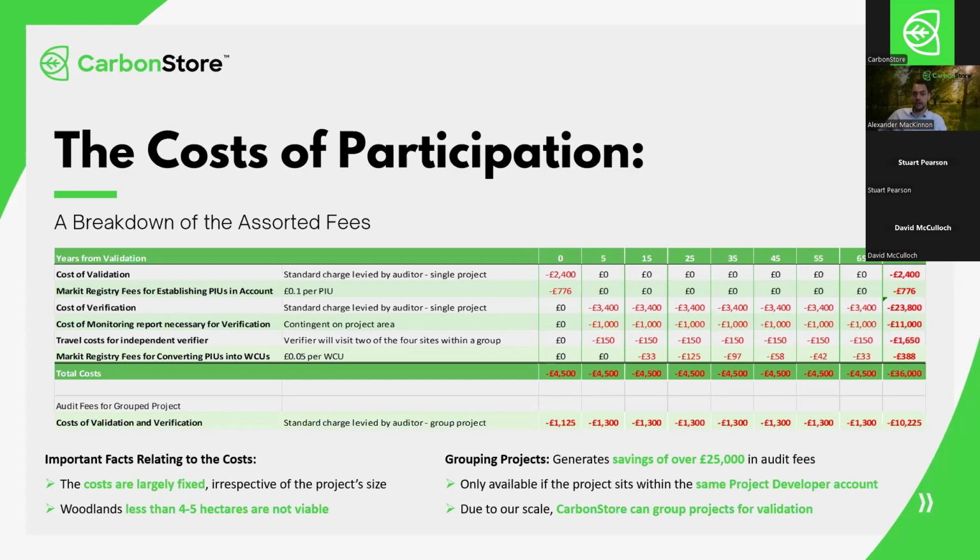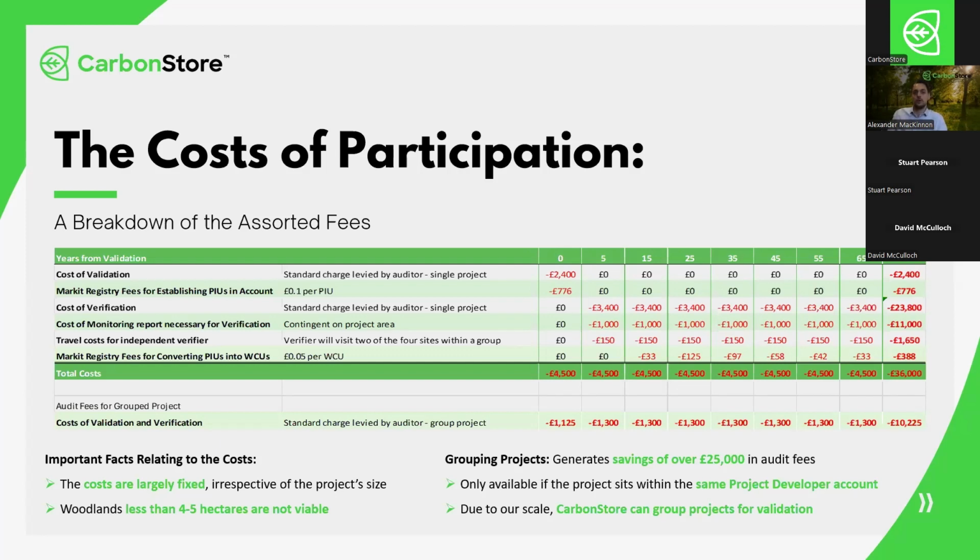Firstly, they are largely fixed. As such, they vary little between a 5-hectare woodland and a 50-hectare woodland. Secondly, they unfortunately render projects of less than around 4 to 5 hectares unviable, as they don't generate enough PIUs to cover the costs. And thirdly, by placing projects within a group, we can reduce the auditor's costs by almost £15,000, as you can see in the lower part of the table.